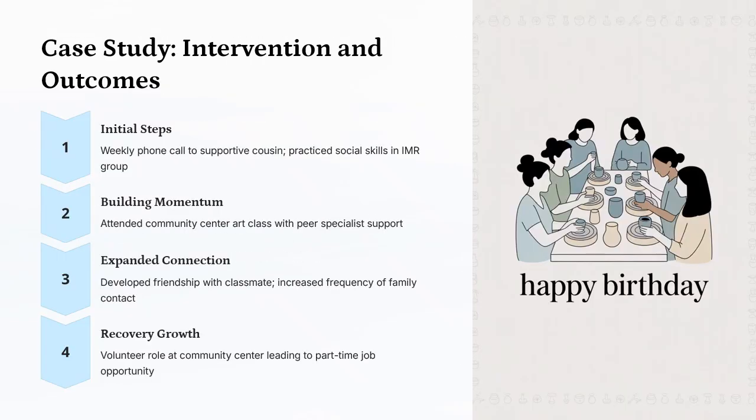Case study, intervention and outcomes. 1. Initial steps: weekly phone call to a supportive cousin. Practice social skills in the IMR group. 2. Building momentum: attended a community center art class with peer specialist support. 3. Expanded connection: develop friendship with a classmate. Increase frequency of family contact. 4. Recovery growth: volunteer role at the community center, leading to a part-time job opportunity.